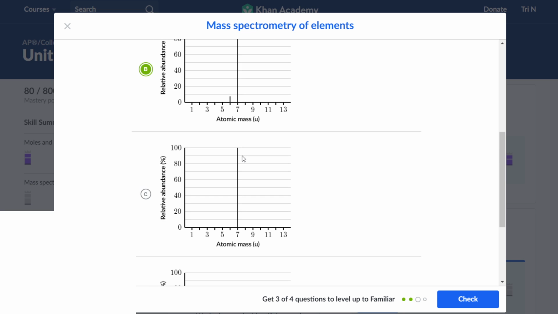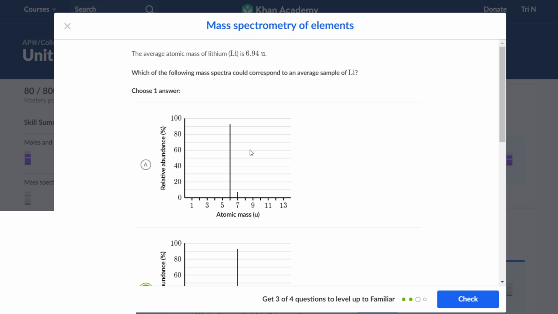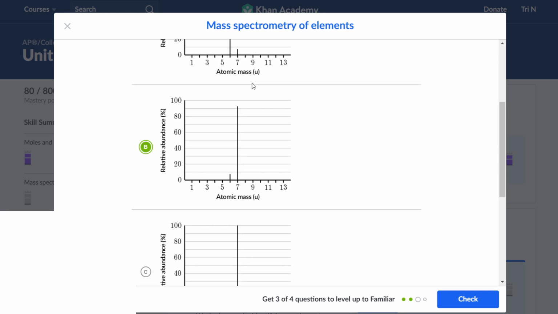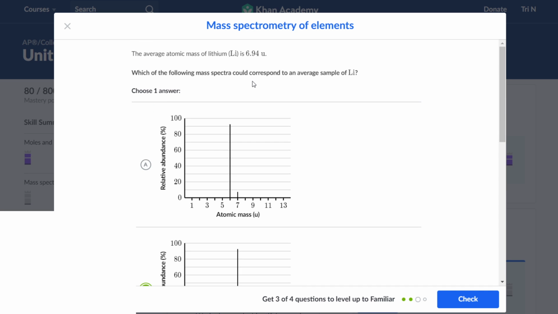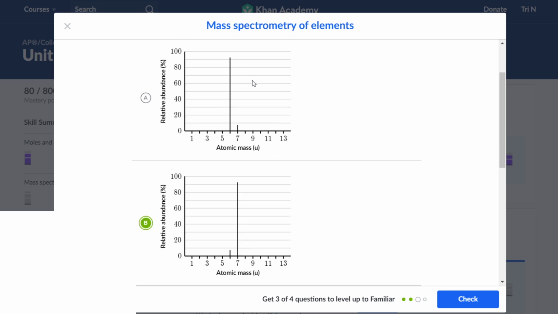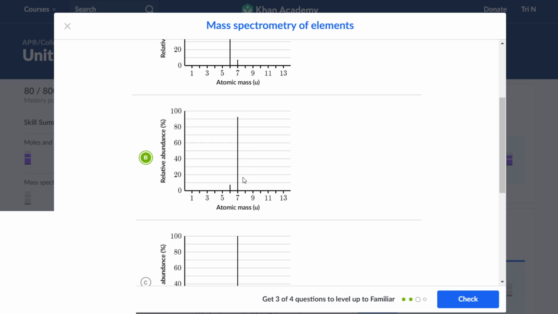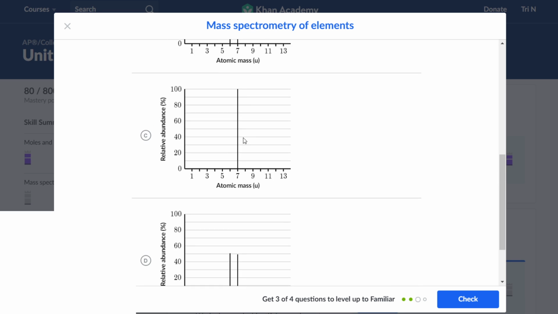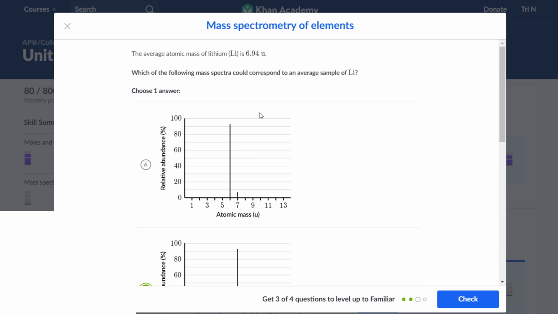With C, we have 100% at 7. So the average would be exactly 7, but the average atomic mass of lithium is 6.94. So there are some isotopes that have an atomic mass less than 7. So C wouldn't be right, because if C is right, the atomic mass of lithium would be exactly 7 u.